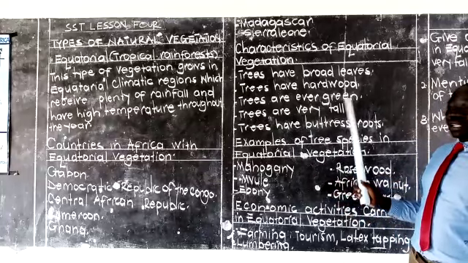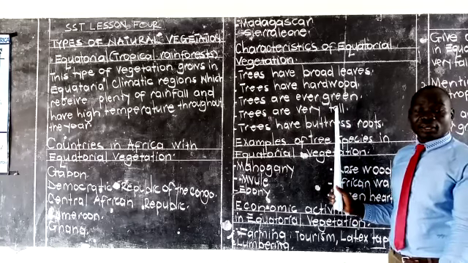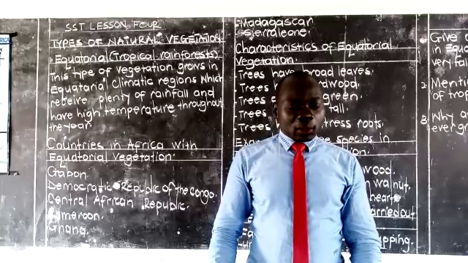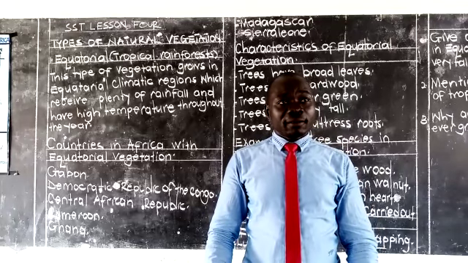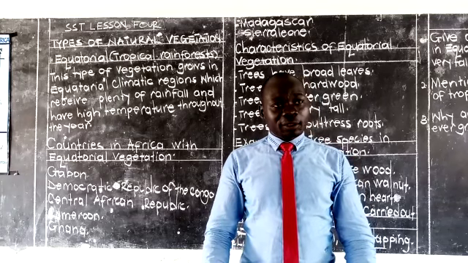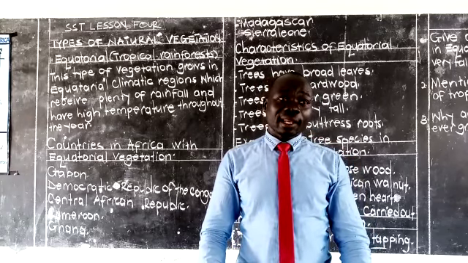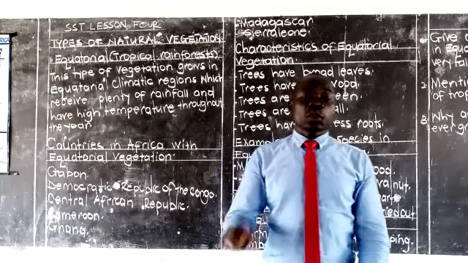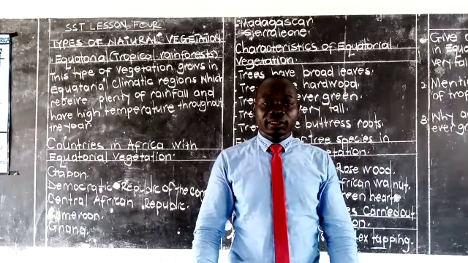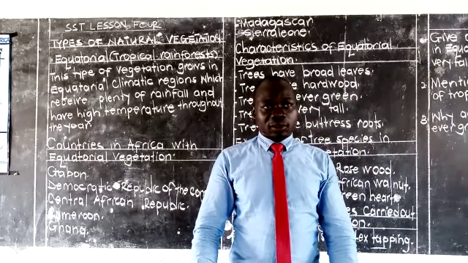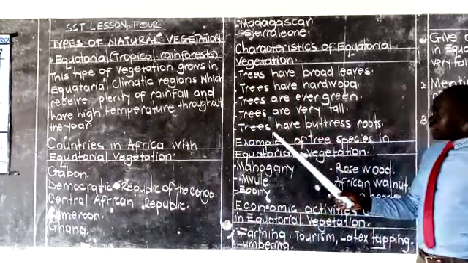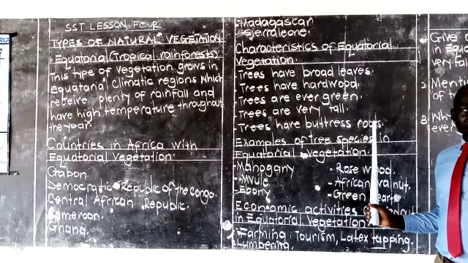Why the trees are very tall, there is a question that examiners are going to ask you. Why are trees in an equatorial vegetation or tropical rainforest tall? This is because they compete for sunlight. So our answer there is to compete for sunlight. Why are trees in equatorial vegetation tall? To compete for sunlight.